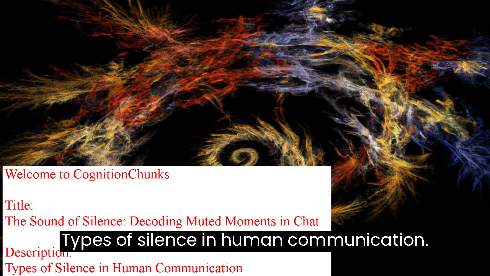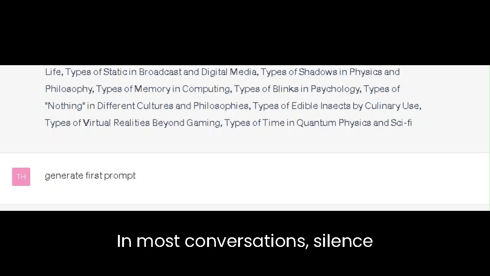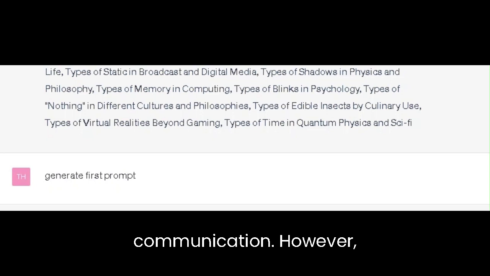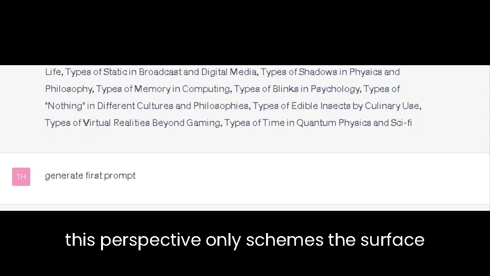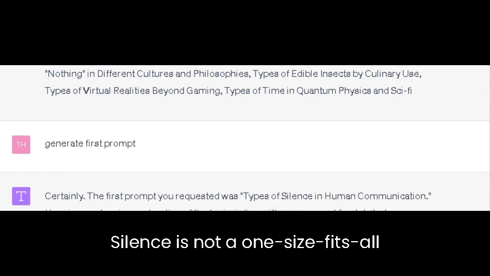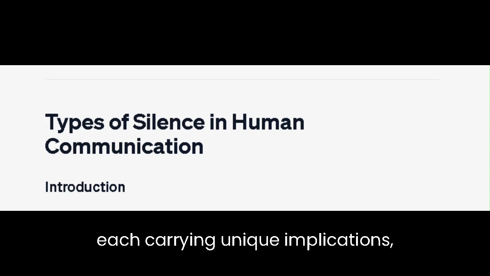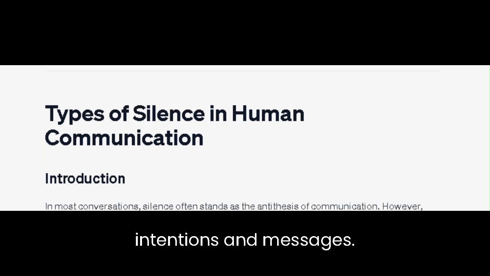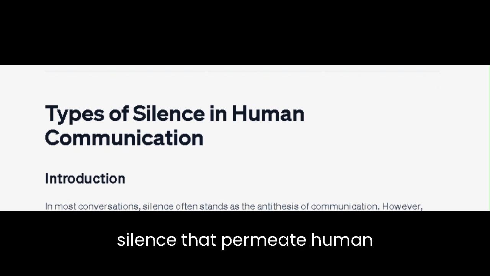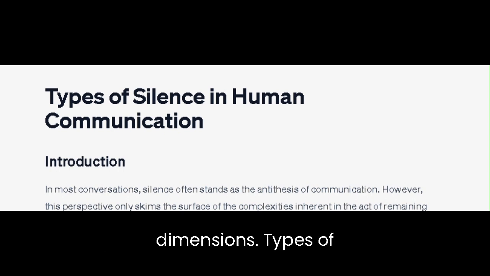Exploring types of silence in human communication. In most conversations, silence often stands as the antithesis of communication. However, this perspective only skims the surface of the complexities inherent in the act of remaining silent. Silence is not a one-size-fits-all concept but exists in various forms, each carrying unique implications, intentions, and messages. This article aims to dissect the types of silence that permeate human communication, exploring the psychological, cultural, and social dimensions.